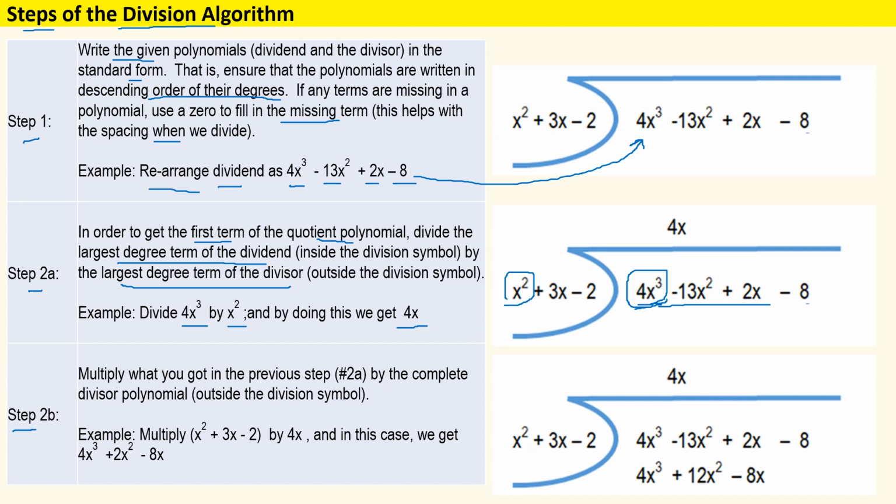The next step is 2b, which says to multiply what you got in the previous step, that is this 4x in our example, by the complete divisor polynomial, which is outside the division symbol. So in our case we will multiply the divisor, this whole polynomial, by 4x, which is what we got from the previous step.